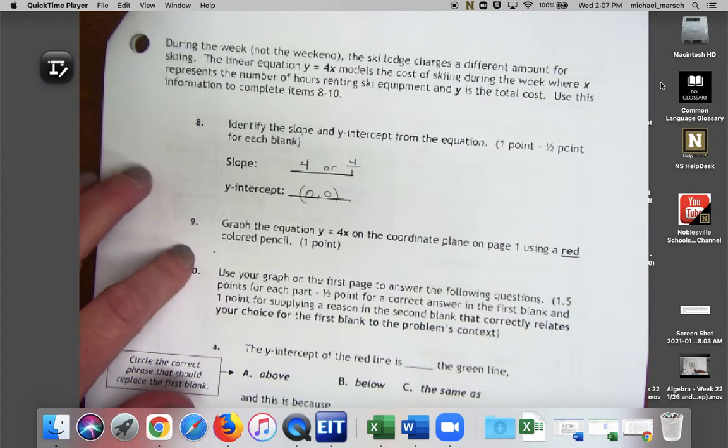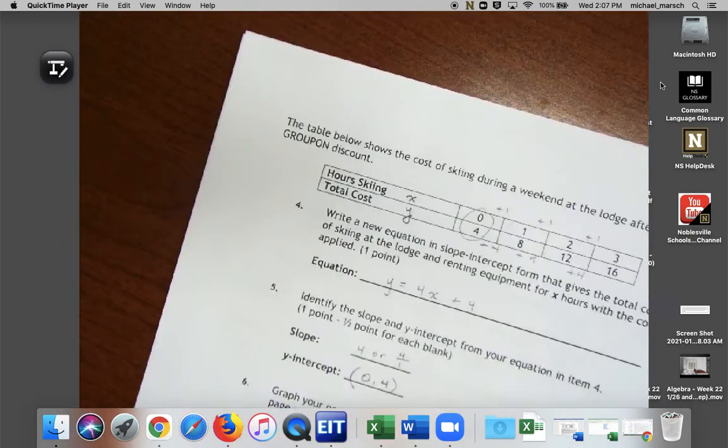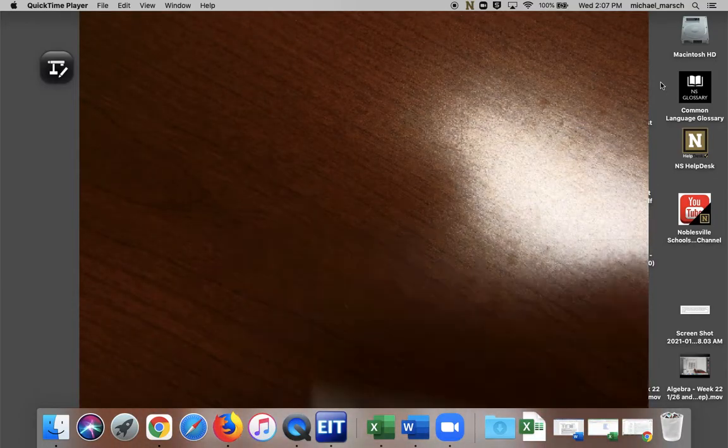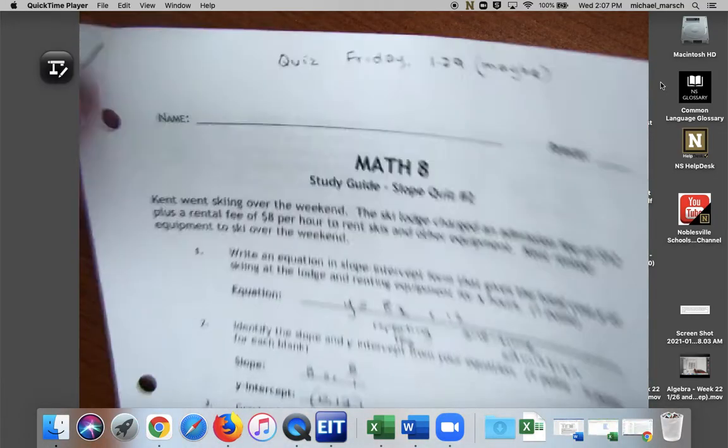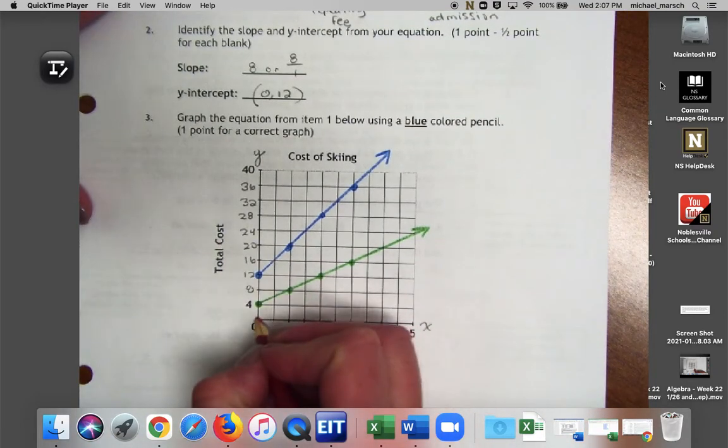This is why we need the red color pencil. And to be clear, there's no such thing as going to a ski place for free. That's not realistic. Okay, so my y-intercept is 0.